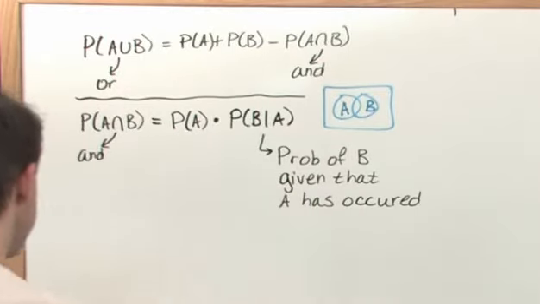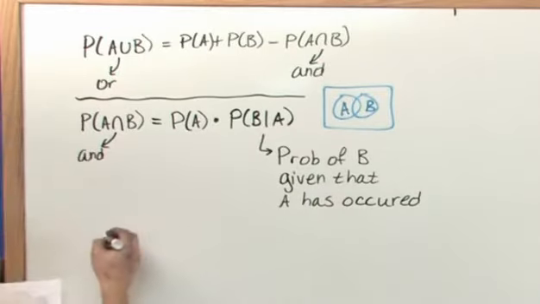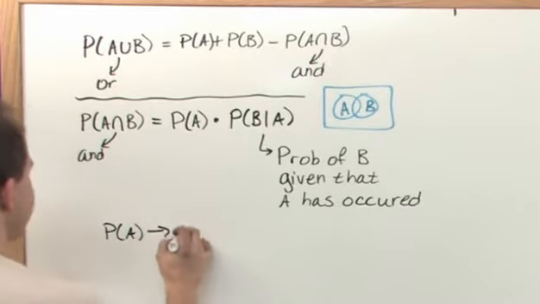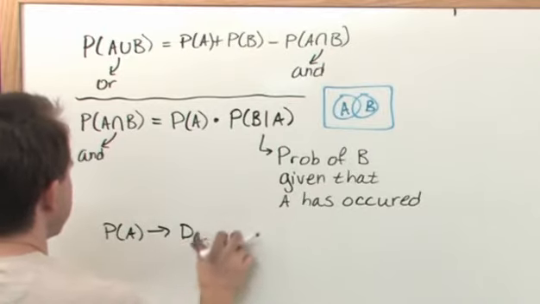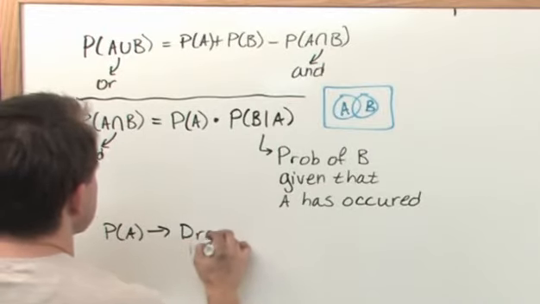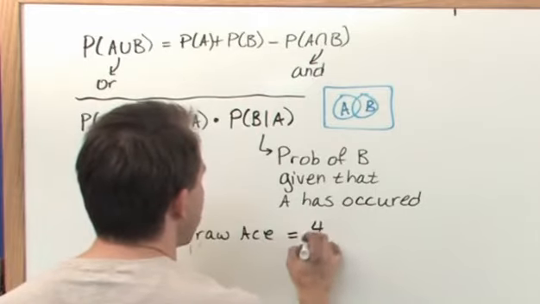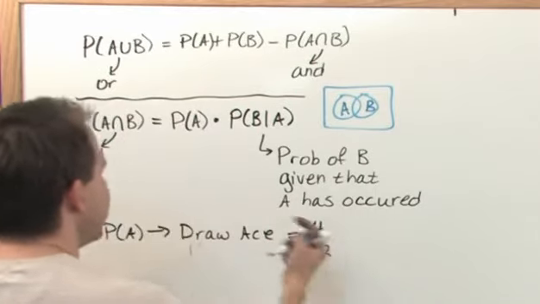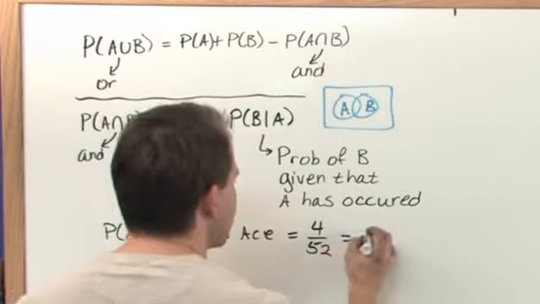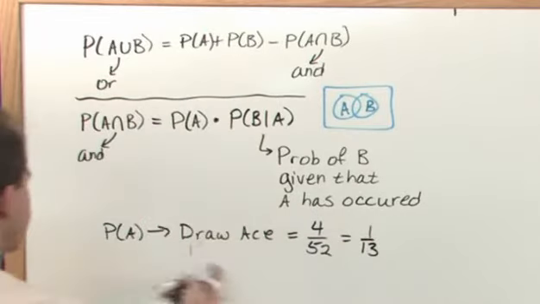So just to write that down, an example of conditional probability: if the probability of A is to draw an ace from a deck, okay, then that would be 4 out of 52 cards, right? Because there's 4 aces out of 52 cards. So it's 1 over 13. That would be the probability of A, let's say.